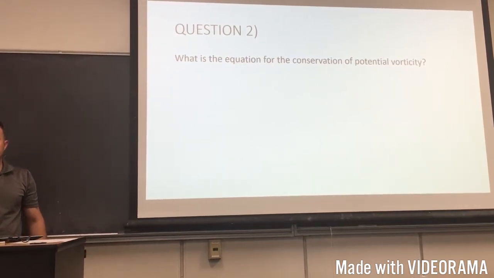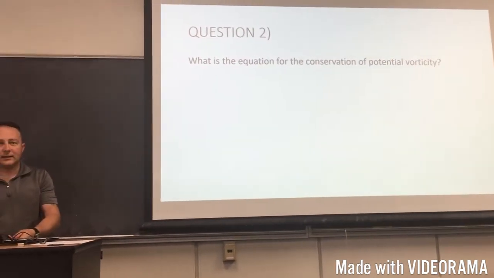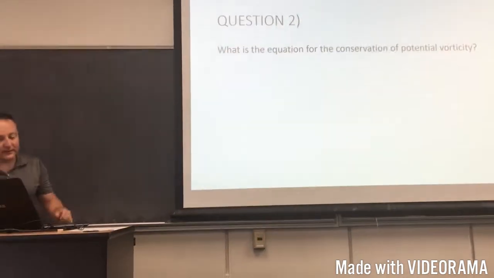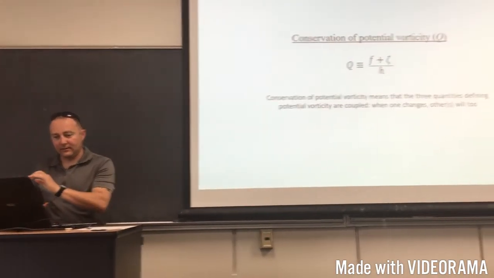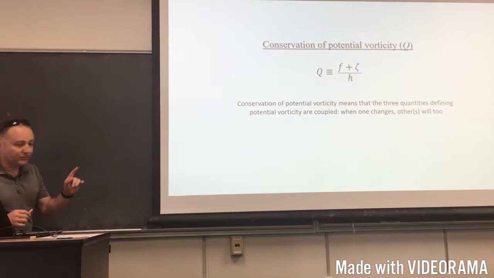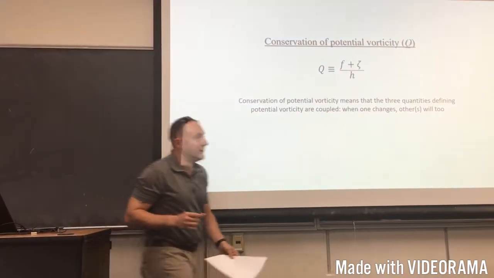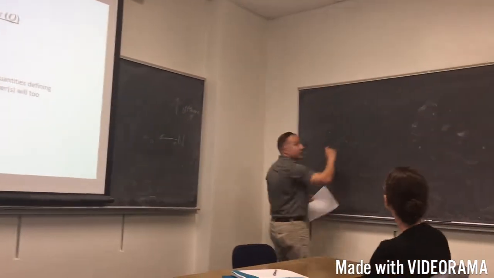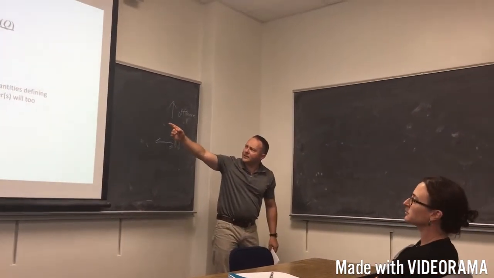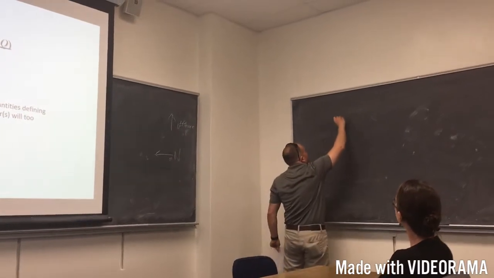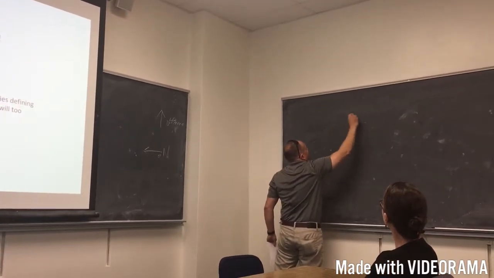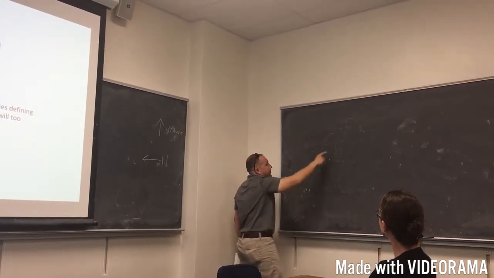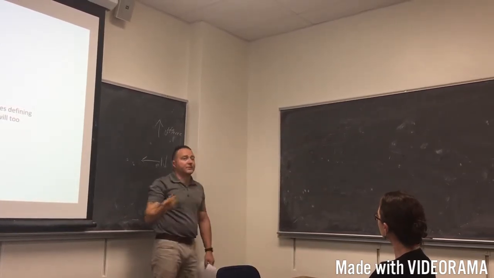Any takers? Because C over H is... Yeah, exactly. So, I'm actually going to write this on the board for a second. I'm going to use my own zeta plus Coriolis force, and so this is potential vorticity, and this is the conservation of potential vorticity.